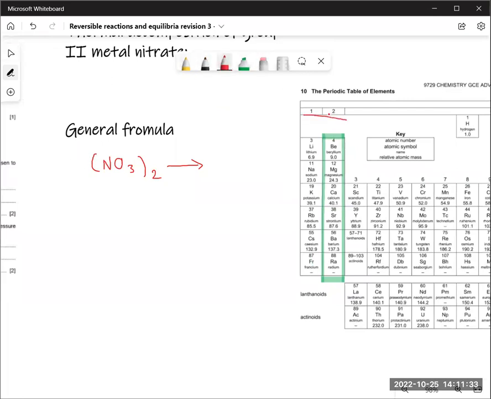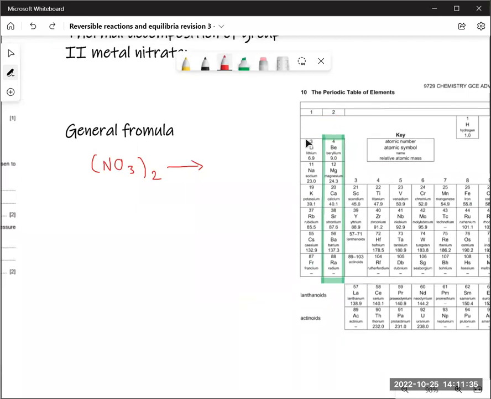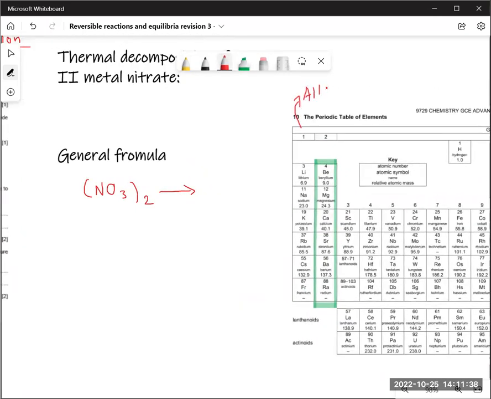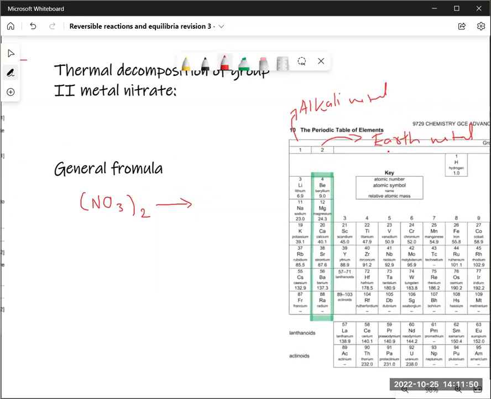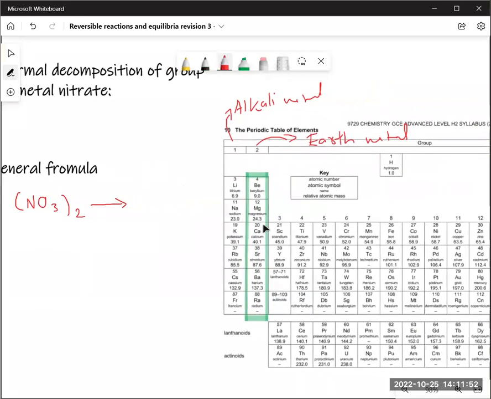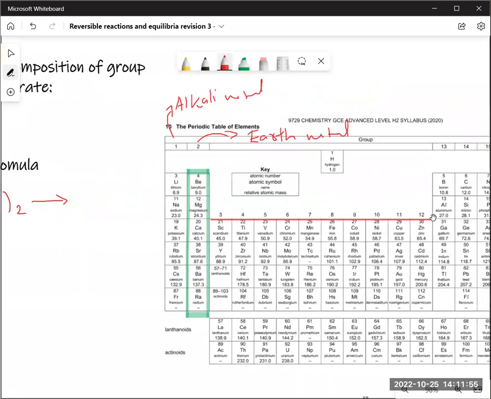Both group 1 and group 2 are metals, but group 1 is called alkali metals and group 2 is called alkaline earth metals. They're different. The next block, the whole line in the middle, these are called transition metals. They're not group 1 or group 2. They're literally called transition metals.